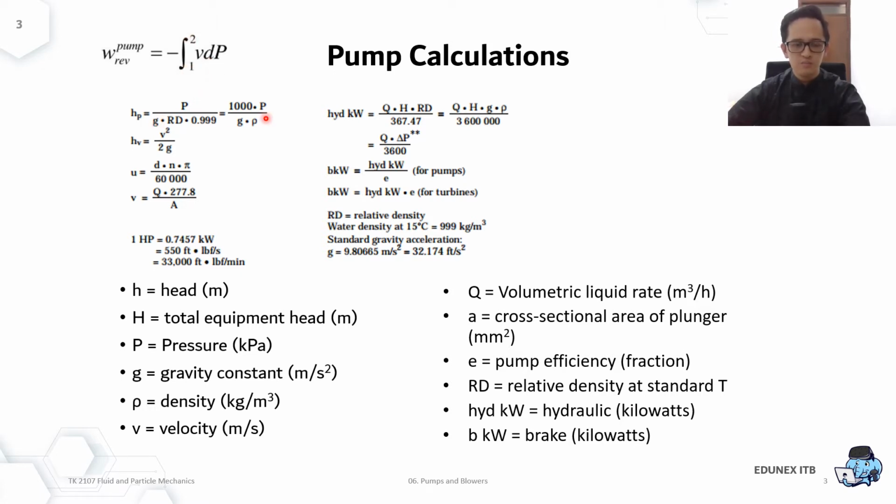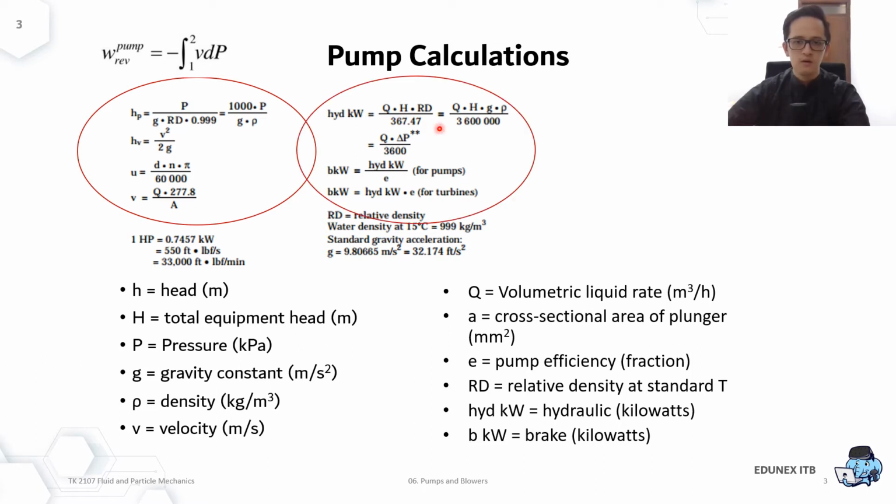If you want to express it as head, or in meters, as shown in the left side equation in this video, the head of the pump can be calculated as the delta pressure divided by the gravity constant and the density. If you want to express it in power, that means in watts or kilowatts, it's shown in the middle part of this video.